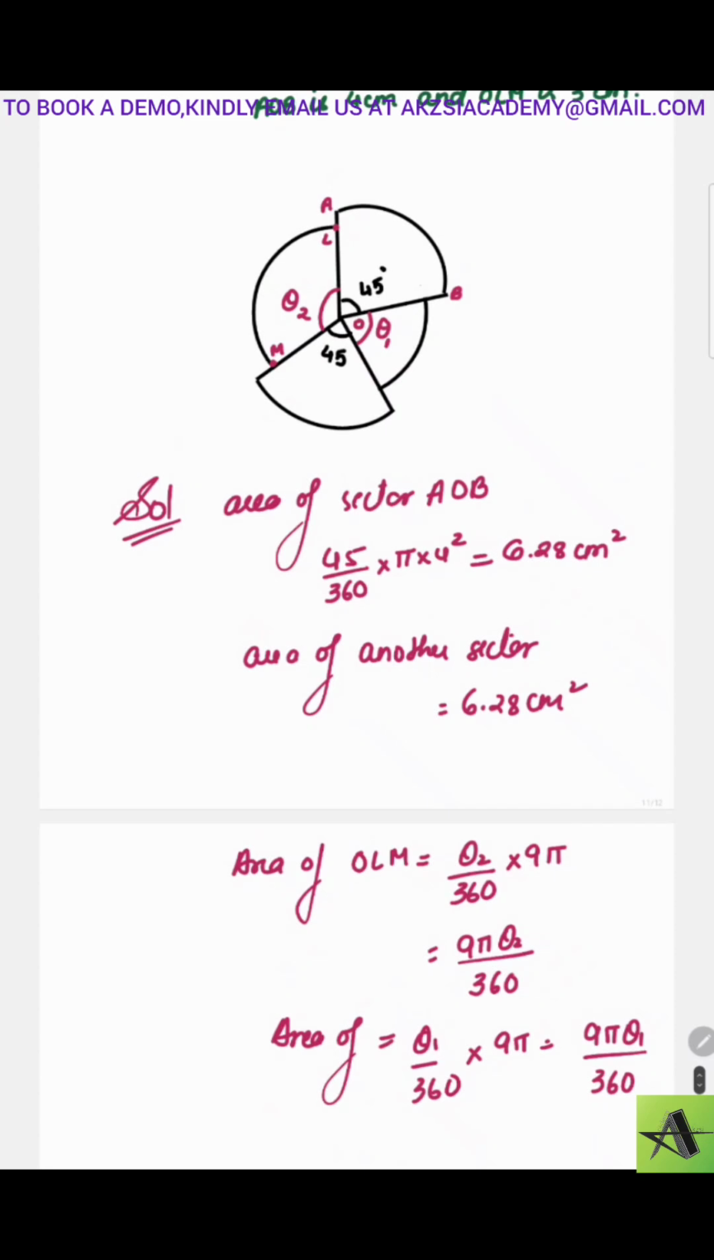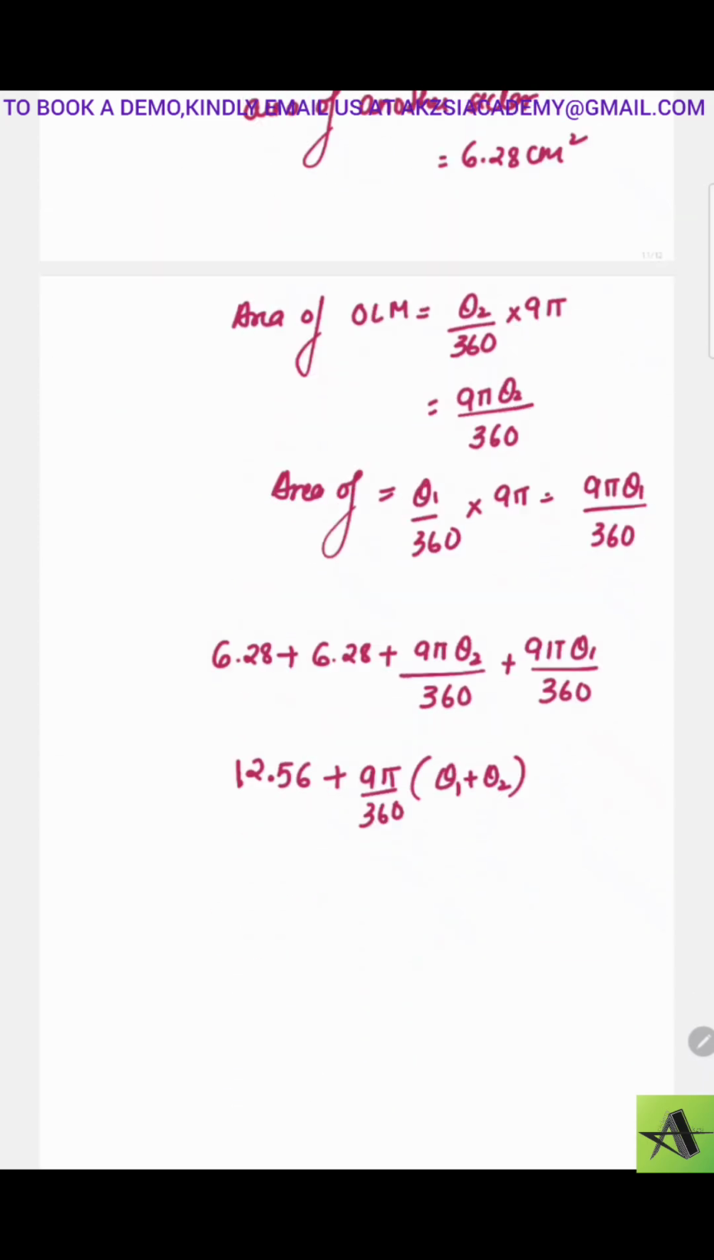Now it's very clear, if this is 45, this is 45, and this whole is going to be 360. That means the sum of theta 1 plus theta 2 is 270. Why? Because theta 2 plus theta 1 plus 45 plus 45 equals 360. So theta 1 plus theta 2 plus 90 equals 360, and from here theta 1 plus theta 2 is 360 minus 90, which is 270 degrees.